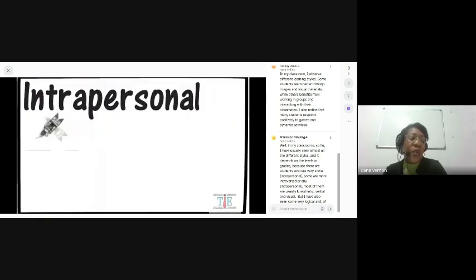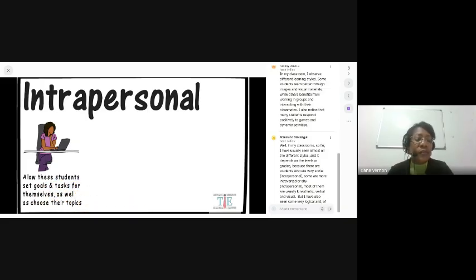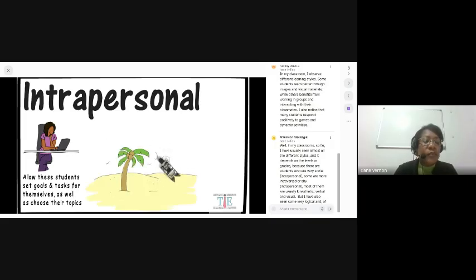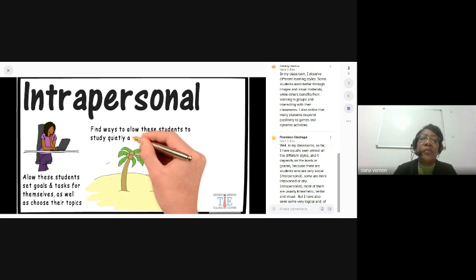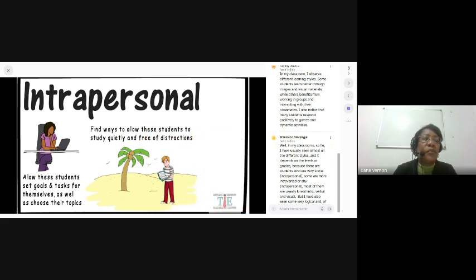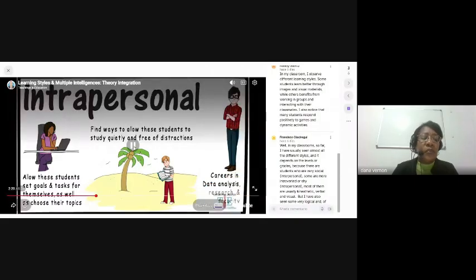Intrapersonal learners are also called solitary learners because they prefer a learning environment without interaction. As a teacher, allow these students to set goals and tasks for themselves, as well as letting them choose their own topics. These students will benefit from several different types of learning models: blended learning, personalized learning, a flipped classroom model, and independent learning models. Try and find ways to allow these students to study quietly and free from distractions. These students often grow up to work in positions where they spend much of their time in a cubicle. Intrapersonal learners pursue careers in data analysis, research.